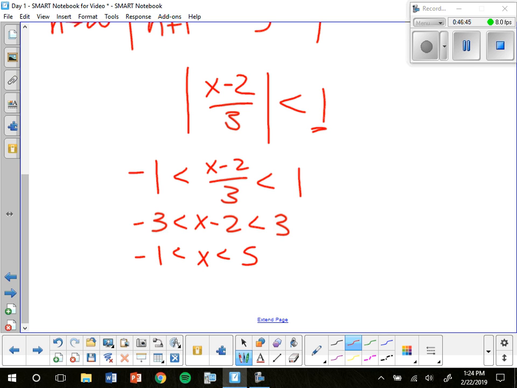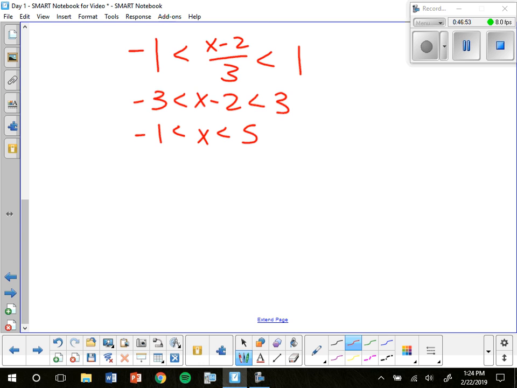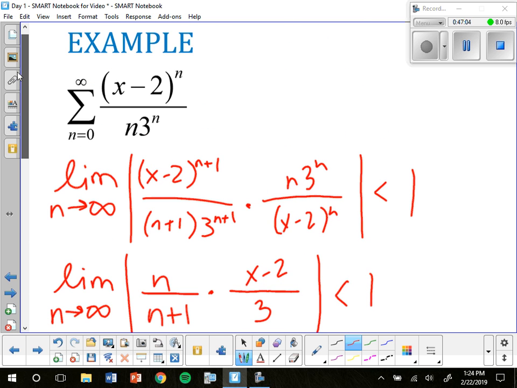And then you check the endpoints. Check your endpoints, good. I am not done. I find an interval and I'm super excited, but I'm not done. So I'm not going to box anything. I'm going to check my endpoints. How do I check endpoints? You plug in -1. Yeah, I plug them into my original function.